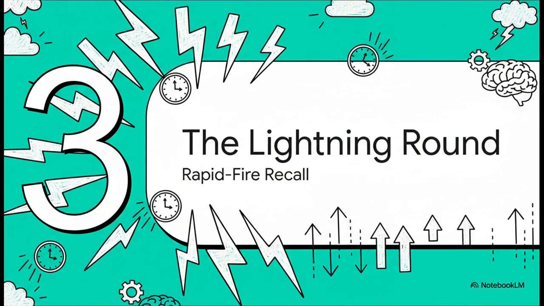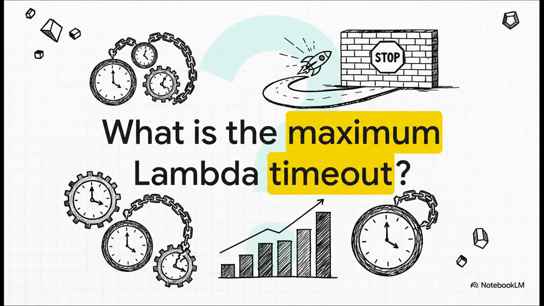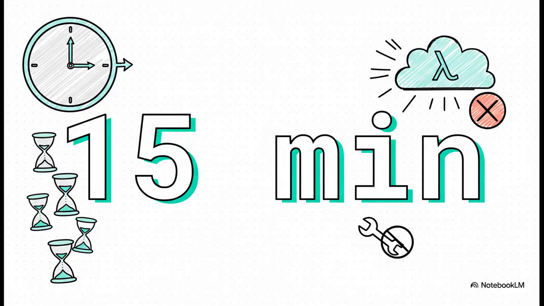No more stories, no more deep dives. This is pure rapid-fire recall. Just question, answer. We're building that mental muscle memory. You ready? Let's go. First up, a classic. AWS loves to ask about service limits. Yep, 15 minutes or 900 seconds. Remember that. If your function needs to run longer, Lambda's not the right tool for the job.